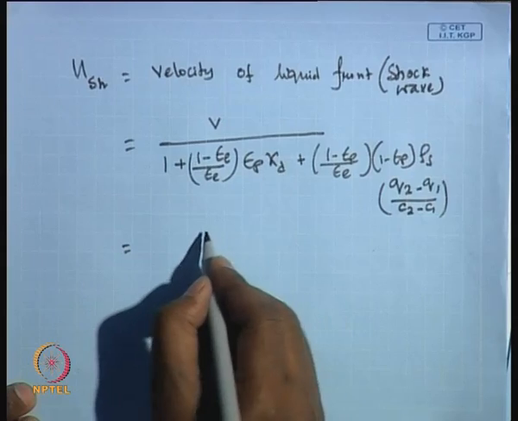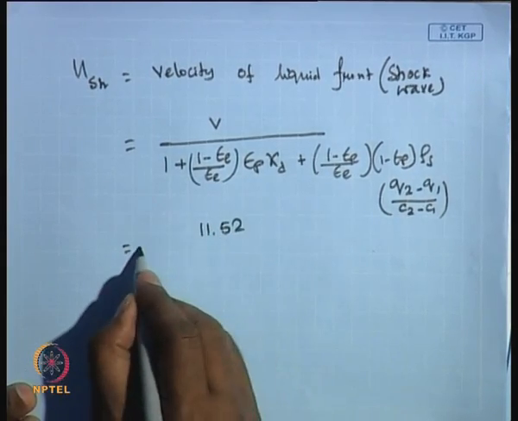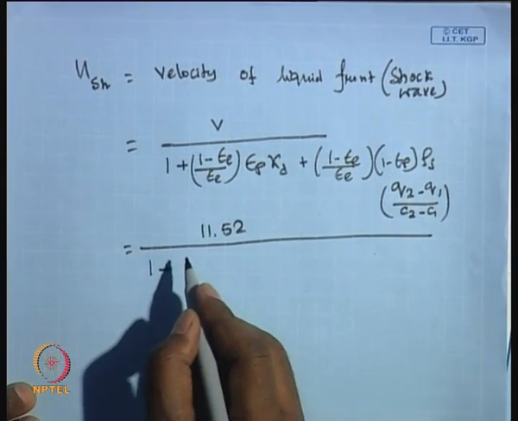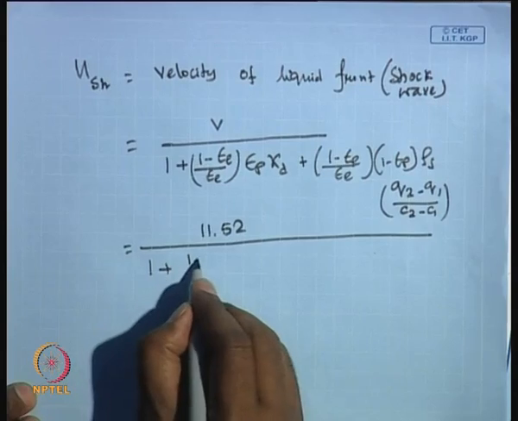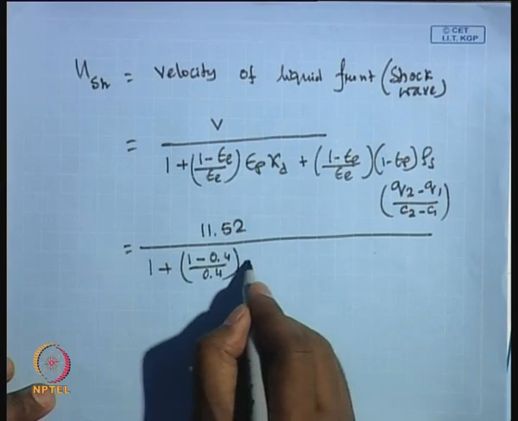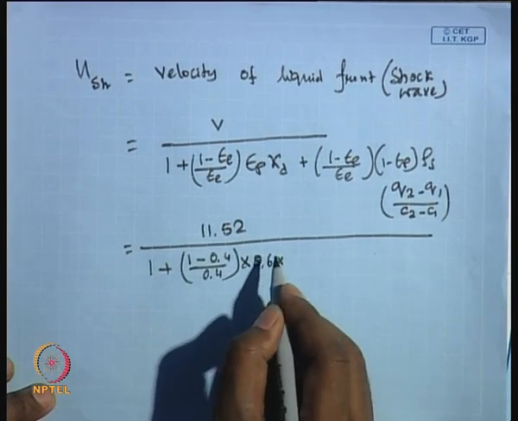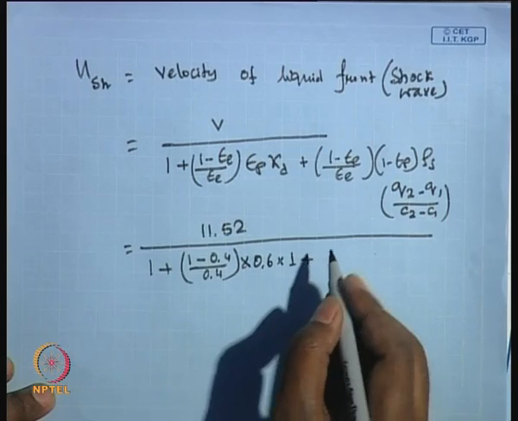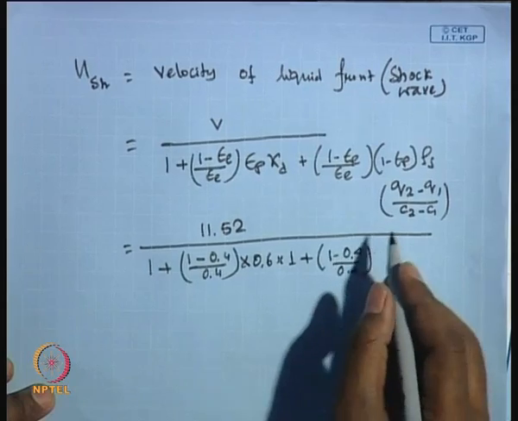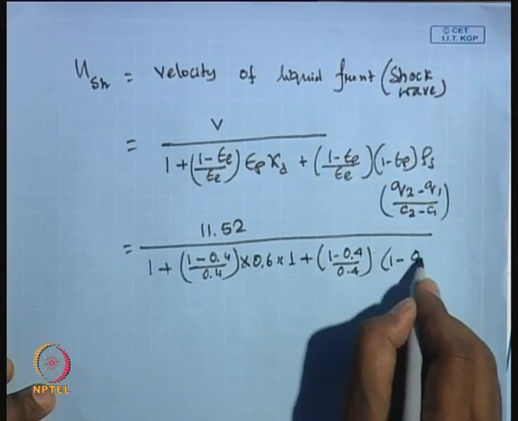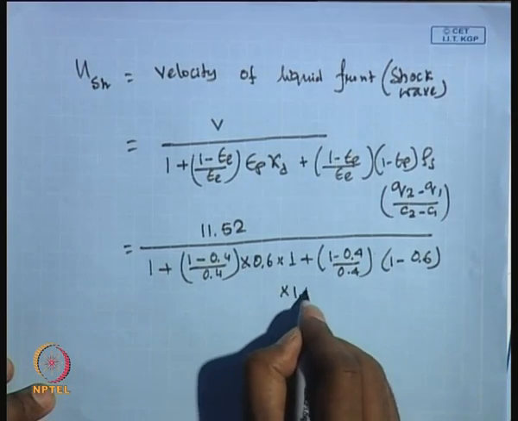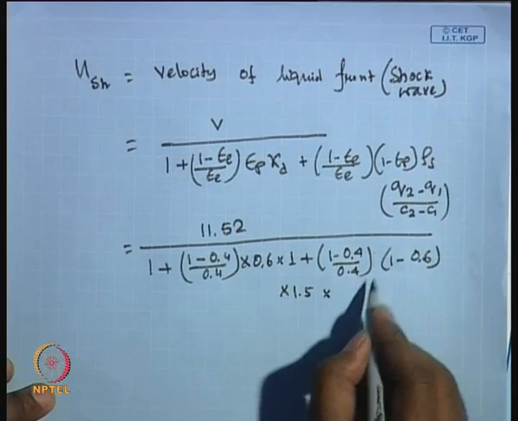This interstitial velocity was 11.52. Now, put in the different values of the parameters. This becomes 11.52 divided by 1 plus (1 minus 0.4) divided by 0.4. Epsilon P is 0.6, it is given. So it is 0.6 times K D, plus (1 minus epsilon E, 0.4) divided by 0.4, into (1 minus 0.6). Rho s is given as 1.5, so it will be multiplied by 1.5 into (Q2 minus Q1).